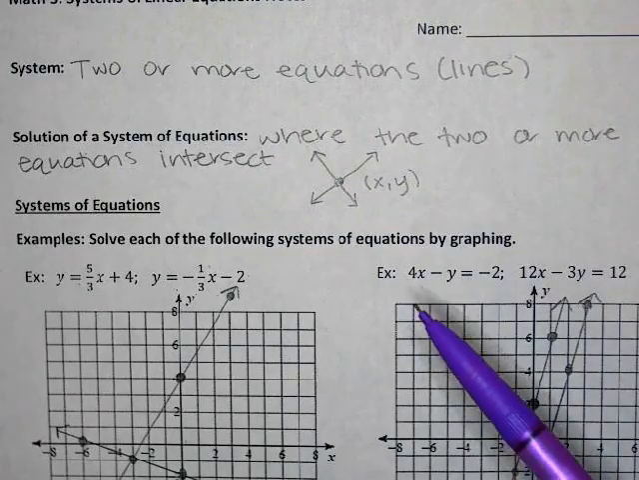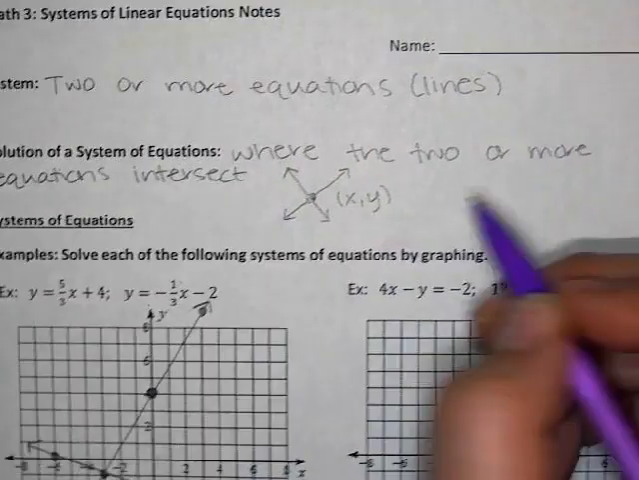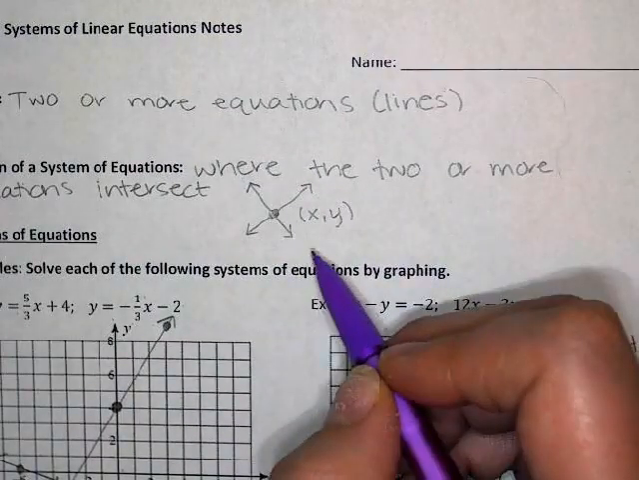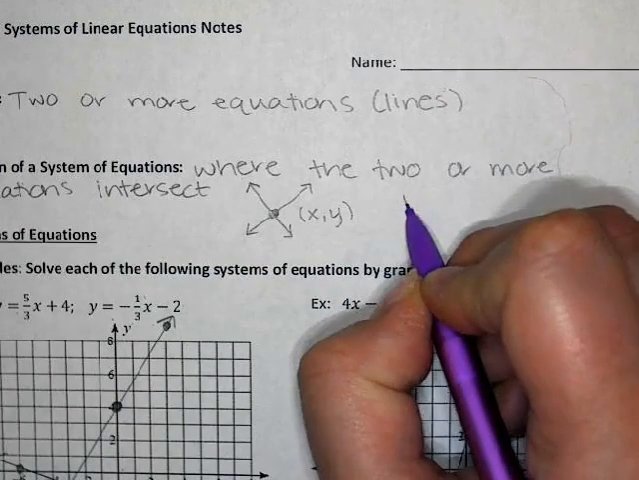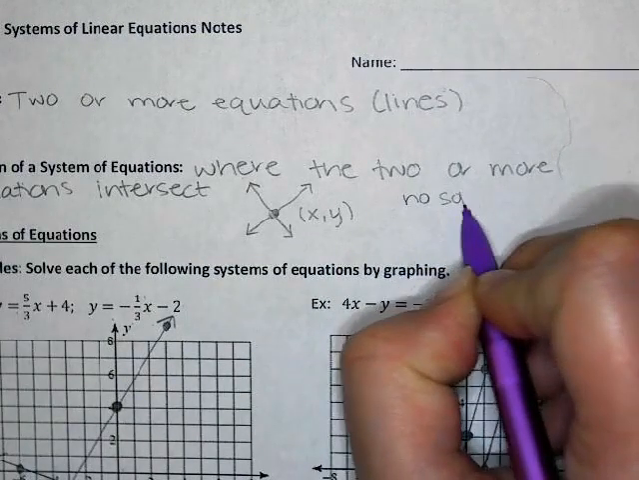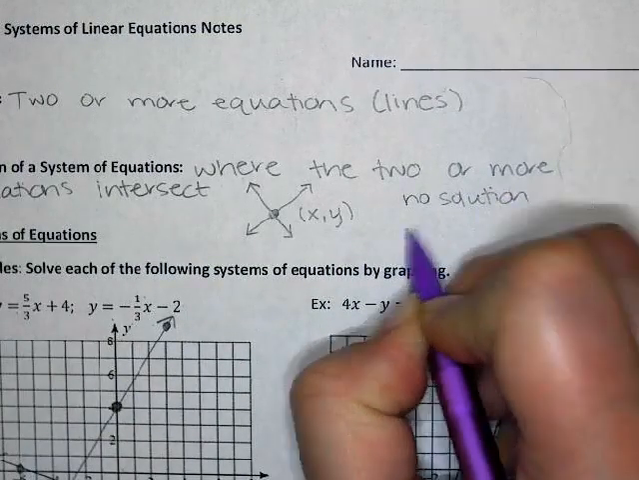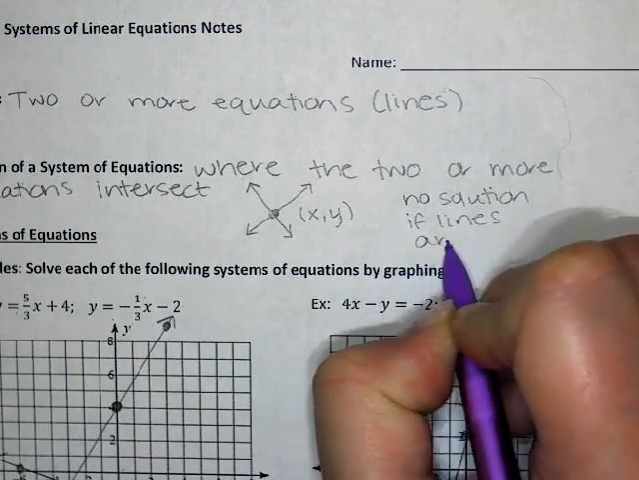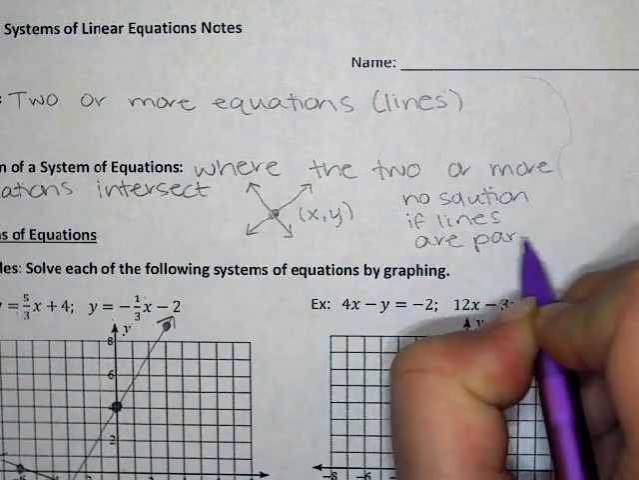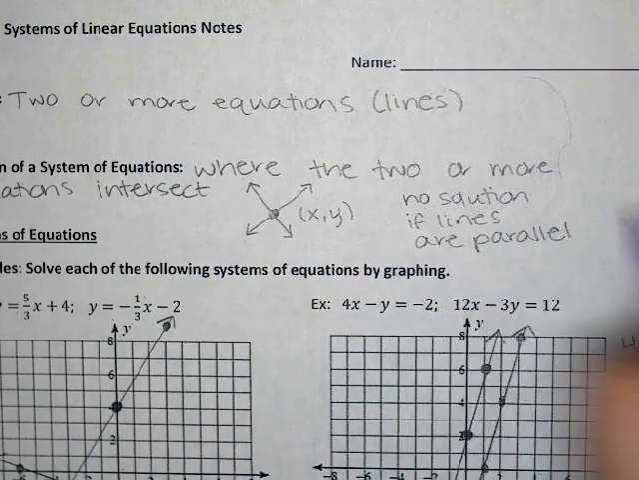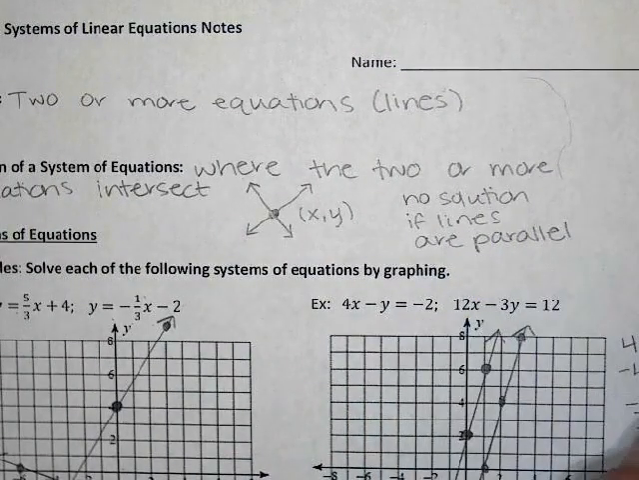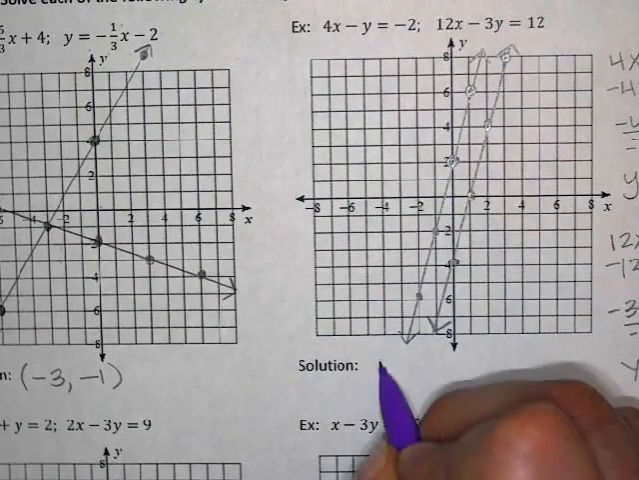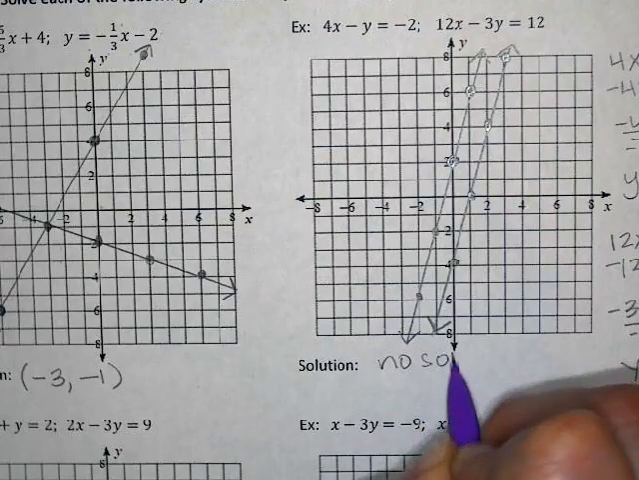Okay. So we'll say the solution is where two or more lines intersect. We're going to say no solution if the lines are parallel, because that's important. We want to know when there's no solution. And then down here for this example, I'm going to write, okay, that's the answer for this one, no solution. Those lines never cross.